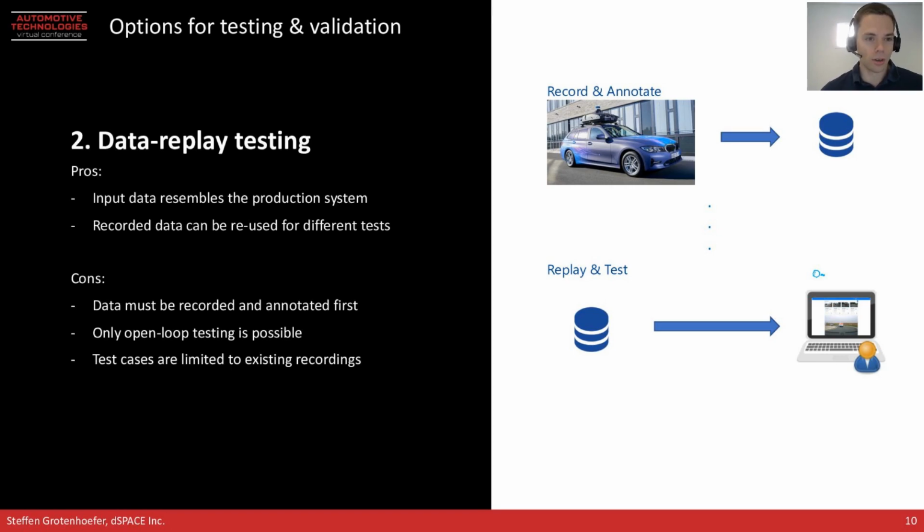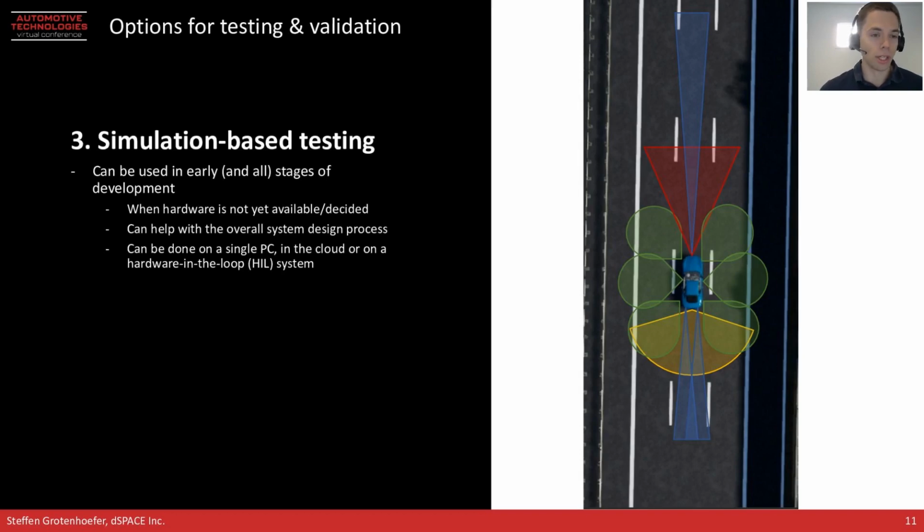So the third option that now comes into play that helps with the downsides of the first two ones is simulation-based testing. So testing the system in a simulation. The advantages are, first, it can be used in basically all stages of the development, and that means it can also be used in very early stages of the development, even when the hardware is not available. So this holds true for the sensor hardware, for example, but also for the compute hardware. So even then, you can still start to develop your autonomous driving system and test it in a simulation environment.